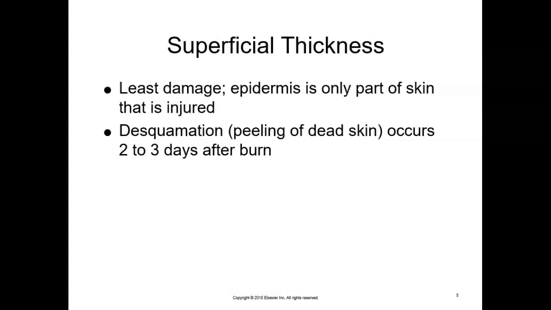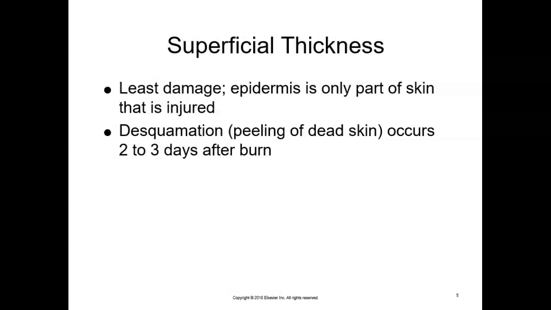Superficial thickness burns are also known as first-degree burns. Superficial thickness wounds have the least damage because the epidermis is the only part of the skin that is injured. So with superficial, we're only talking about injury to the epidermis. The epithelial cells and basement membrane needed for total regrowth remain present.